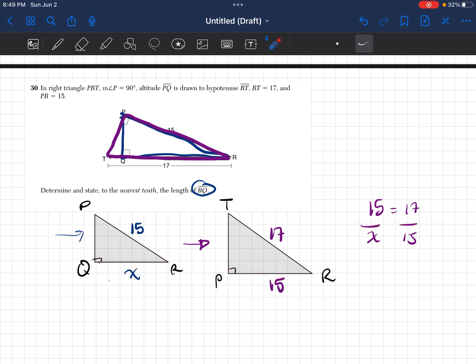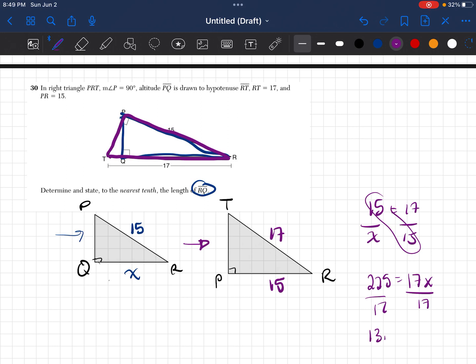The next step that I would do is to cross multiply. So 15 times 15 is 225 equals 17x. I'm going to divide by 17, and I get 13.235 equals x. Because it tells me to round to the nearest tenth, which is this first value, I'm going to look to the right of it. It's less than 5, so 13.2. It doesn't give units, so no units.